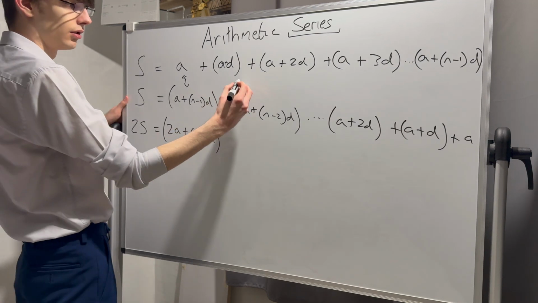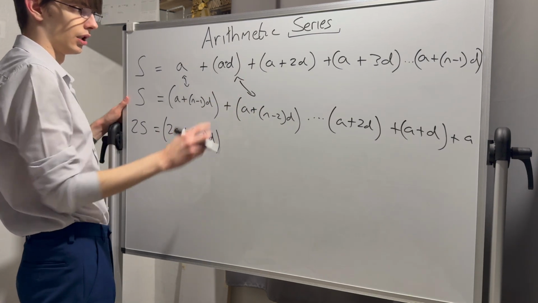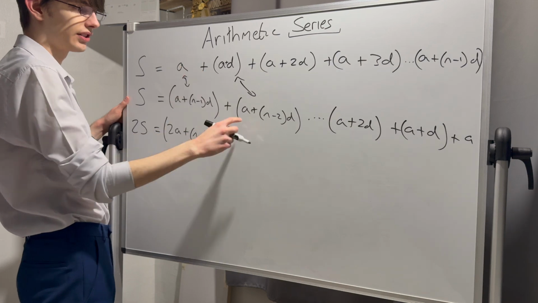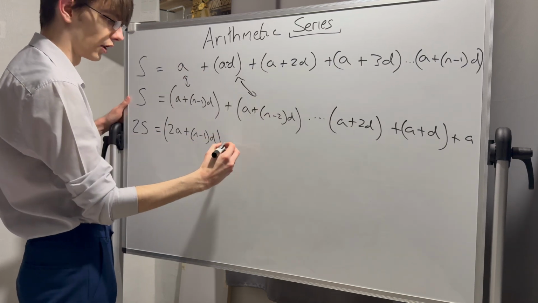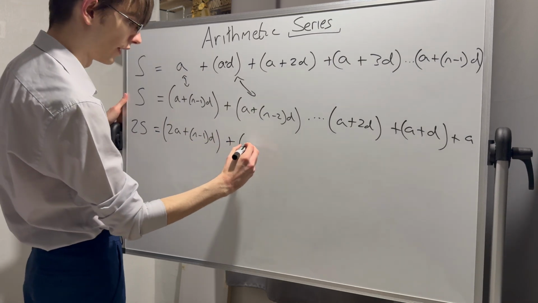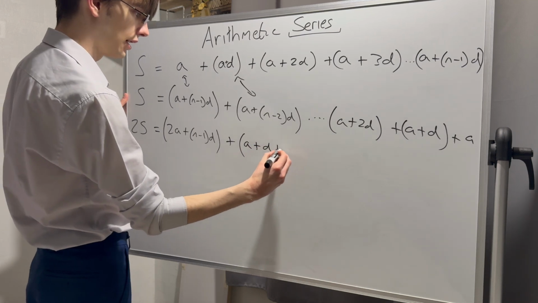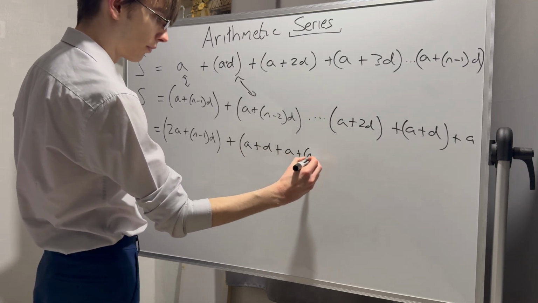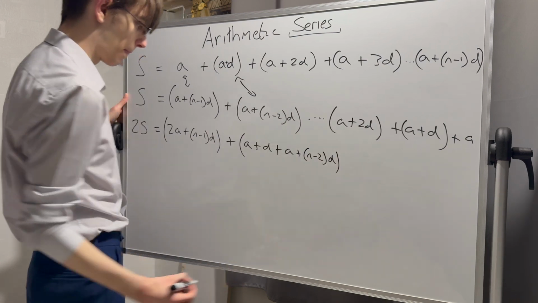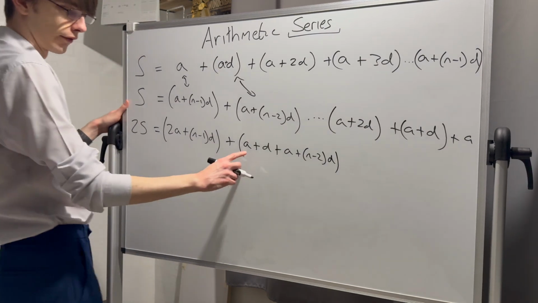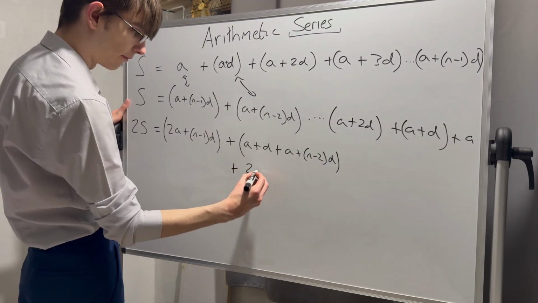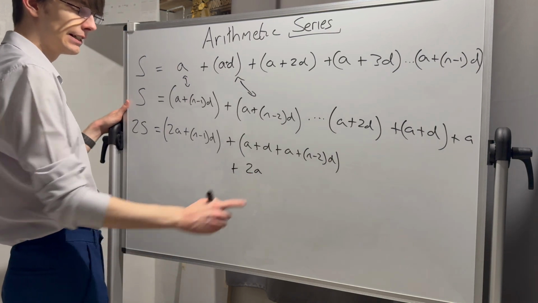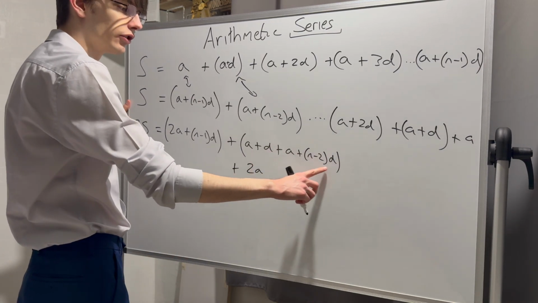And then the next 2 terms: a plus d plus a plus n minus 2d. Okay, that's a bit trickier, so I'm going to write out the full thing. A plus d plus a plus n minus 2d. Well, I've got an a and an a. That's going to give me 2a. And then d plus n minus 2d.